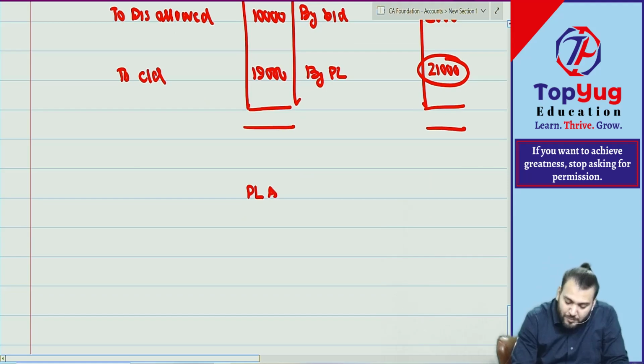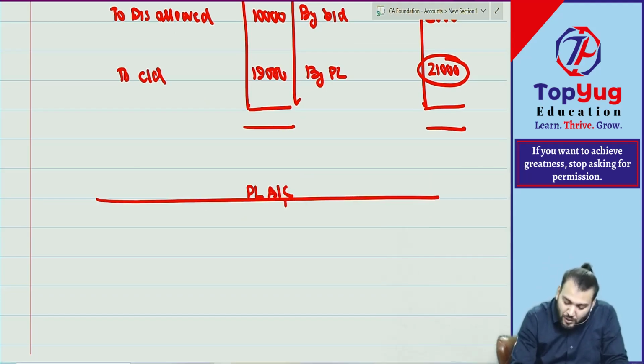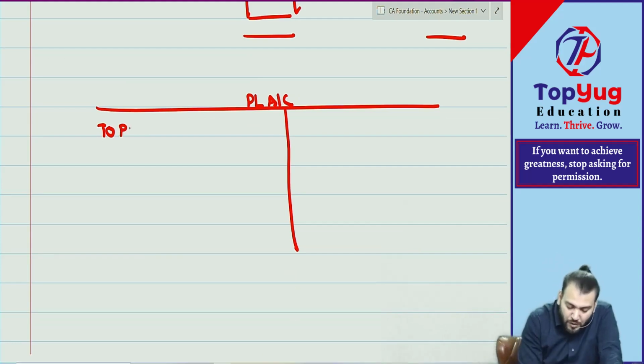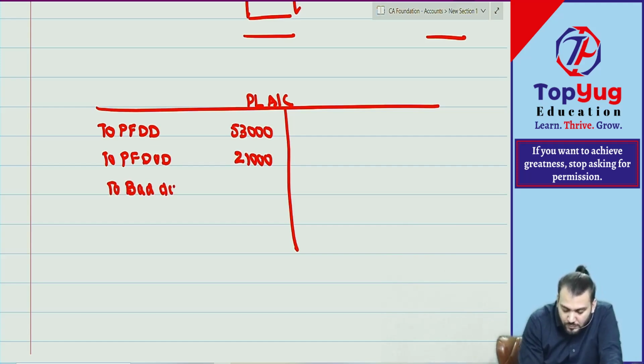In PL account what will come? Tell me, in PL account what amount will come? You will say to what? To provision for how much? 53,000. Excellent. And to provision for discount on debtor how much? 21,000. To bad debt how much? 15,000. And to discount allowed how much? Excellent. Correct.